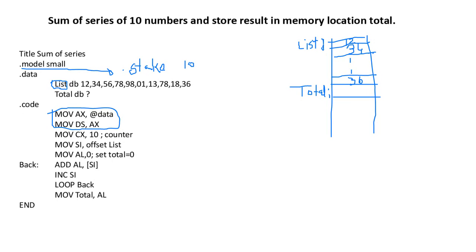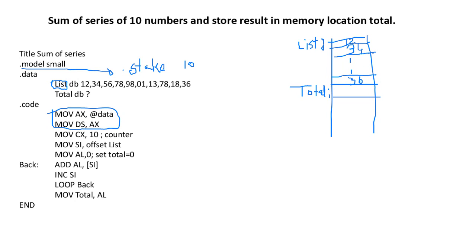Then we can use the loop instruction, and we set a counter: move cx comma 10. It means we set a counter with 10 because we have 10 data. Then move si comma offset list. SI is the source index register. Can you remember the source index register SI? The use here: move si comma offset list.